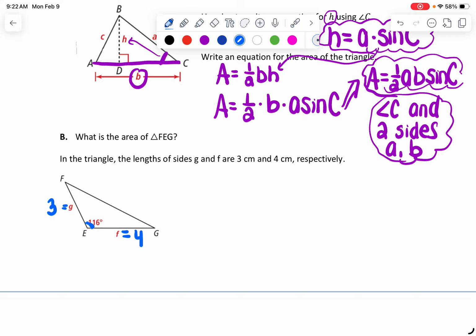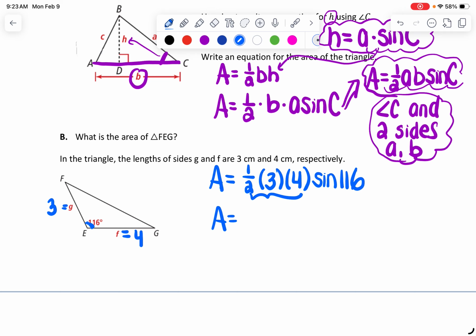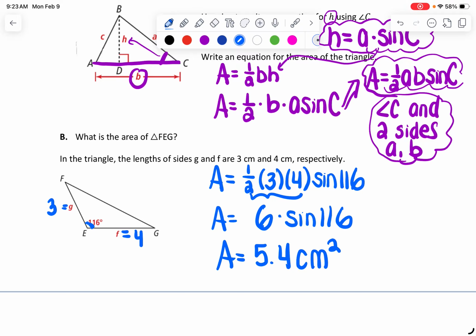So what I'm going to do is area equals 1/2 times A times B. So the two sides are going to be 3 times 4. And then we do sine of that angle. So sine of 1/16. And so you're just plugging that in. That would be 6 times sine of 1/16. And so you would get area to be approximately 5.4. And then remember, we're talking about area, so it's still centimeters, but it's squared for area. And yes, you need units.